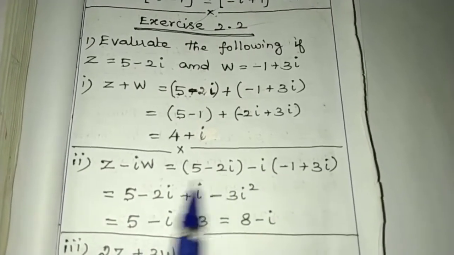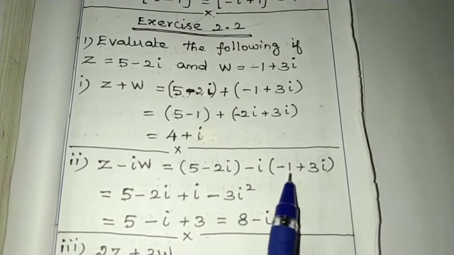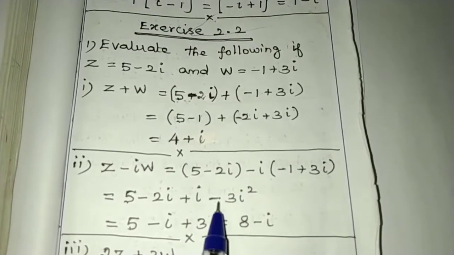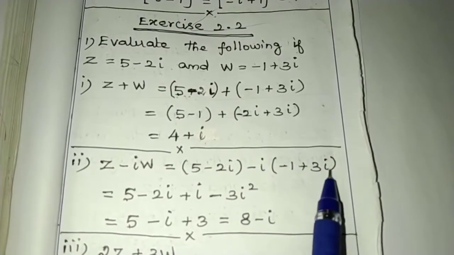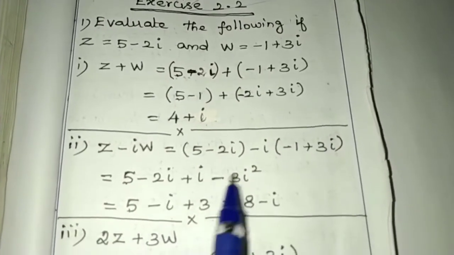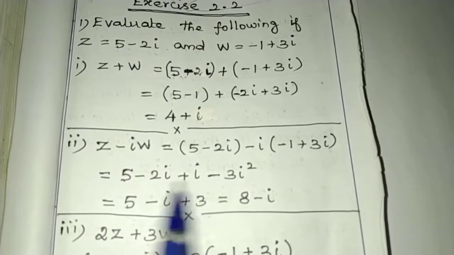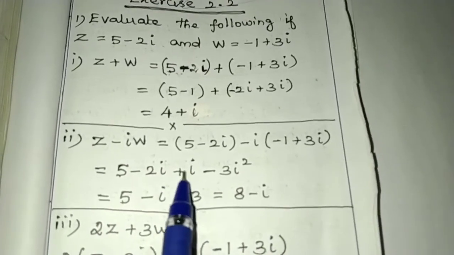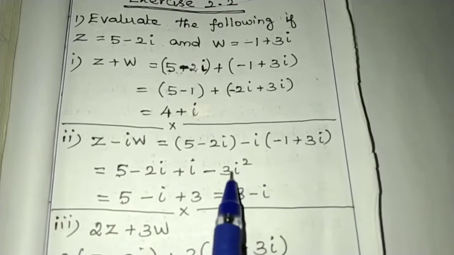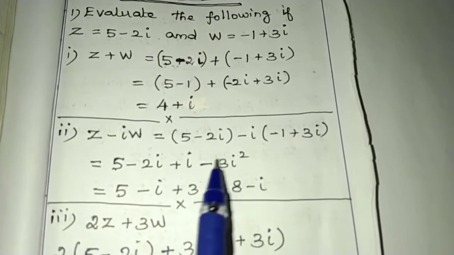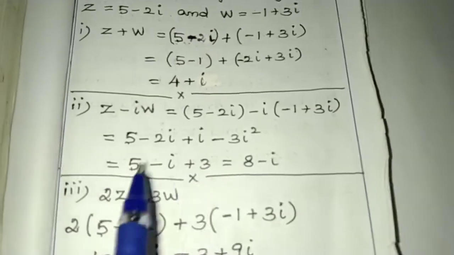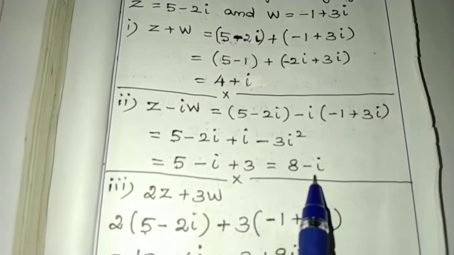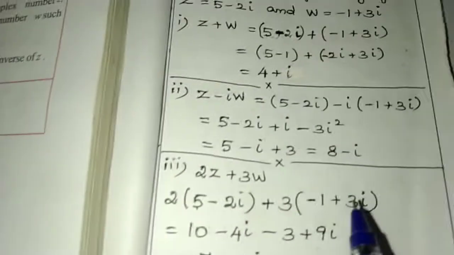Next, the second sum, z minus iw value. Now 5 minus 2i, and minus i multiplied by w gives minus i times minus 1 plus 3i, that is plus i minus 3i squared. That is 5 minus 2i plus i minus 3i squared. Here minus i is there, and here i squared value is minus 1. Minus 1 means multiplied by minus, plus 3. That is 5 plus 3, 8 minus i. 8 minus i.